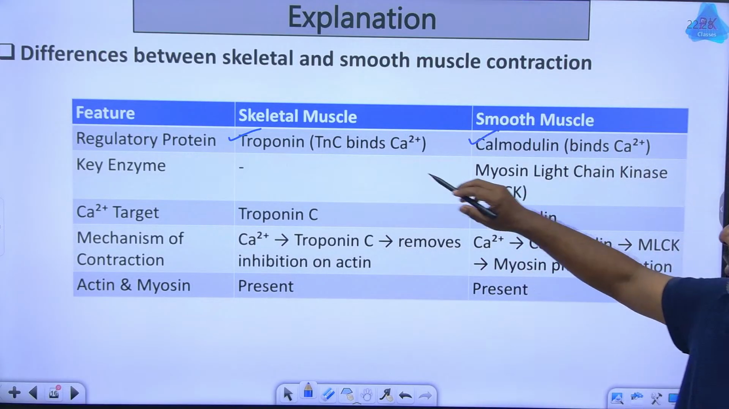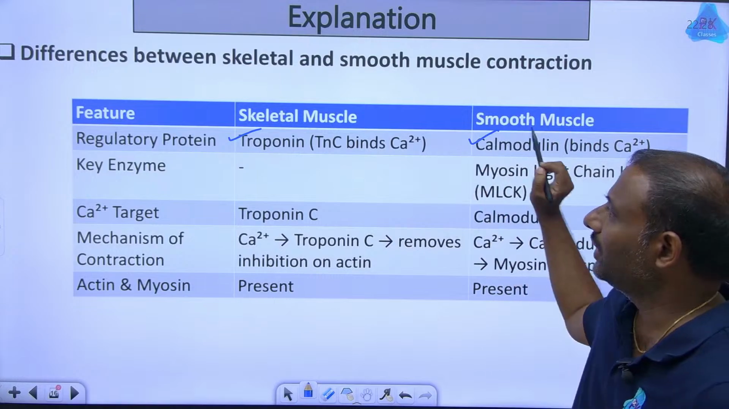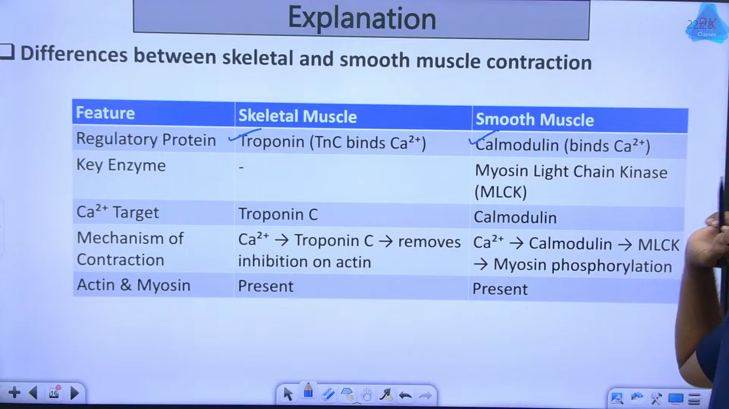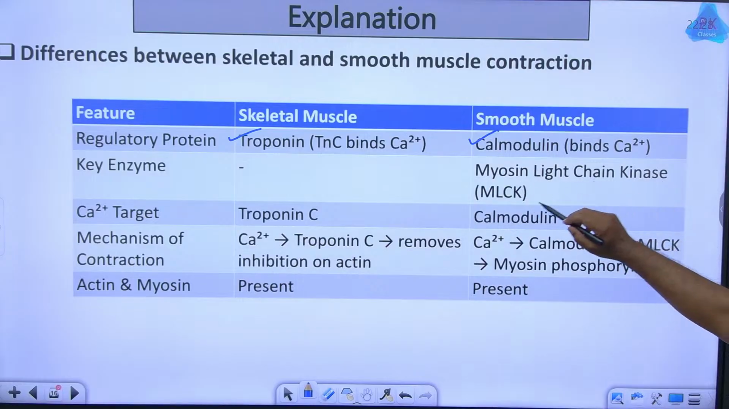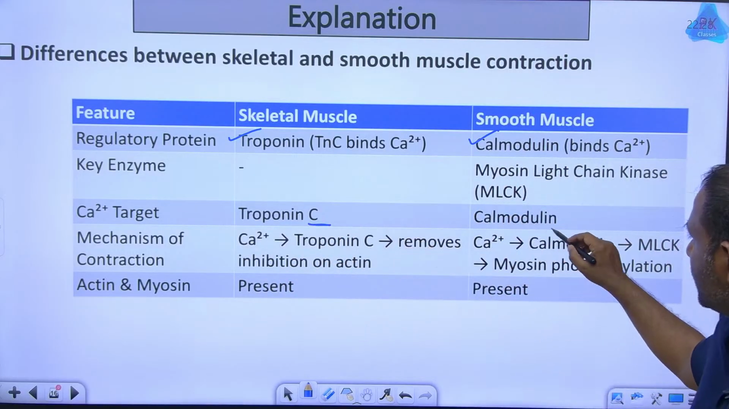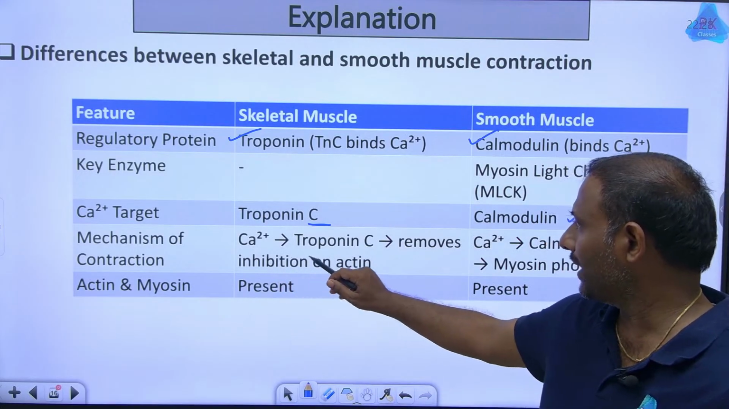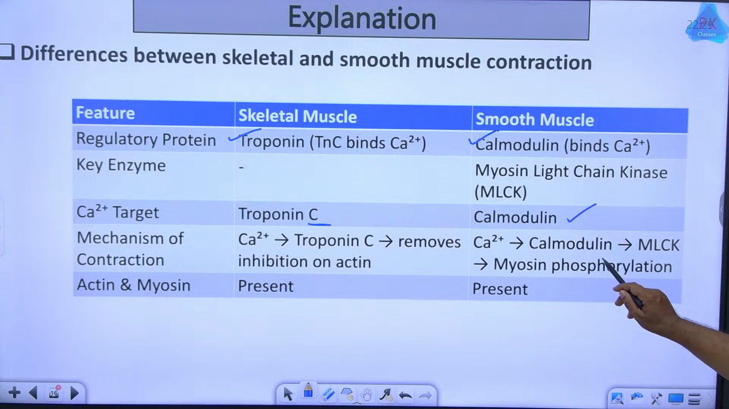Function will be same. Both of them are regulatory proteins that will bind to the calcium, but just the name of the protein is different. यहाँ पे troponin रहेगा और smooth muscles में calmodulin रहेगा. ठीक है. And here you have the key enzyme myosin light chain kinase, MLCK. The calcium target will be the troponin C. Here same the regulatory protein calmodulin. Mechanism of contraction: calcium will bind to the troponin C that removes the inhibition on actin. Here calcium will bind to the calmodulin, which will act on the enzyme myosin light chain kinase, where it can cause the myosin phosphorylation.